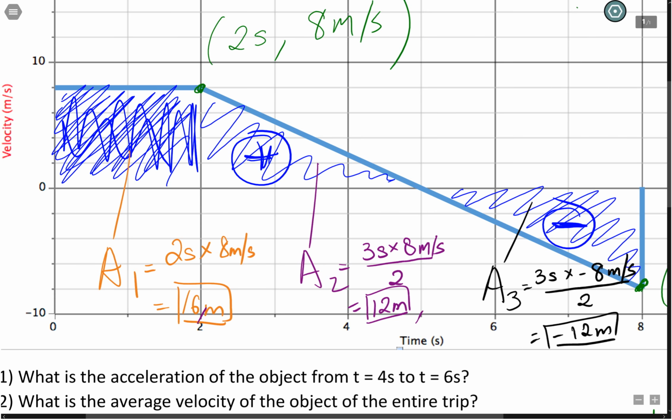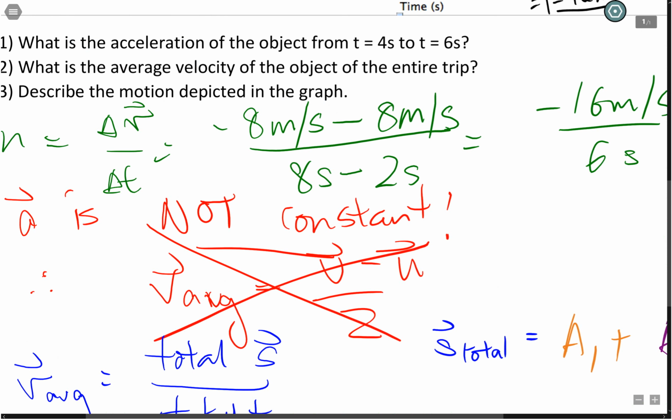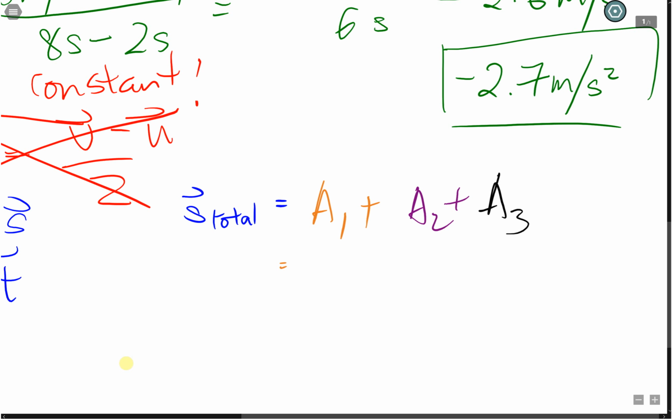So if we put all these numbers down in the bottom, over here, we have 16 meters plus 12 meters plus negative 12 meters, in which case these two cancel out. This leaves us with our S total as 16 meters. If we put this back into our V average equation, this gives us 16 meters as our total S, total displacement, divided by our total time, which in this case is 8 seconds. And as a result, we get 2 meters per second. This is our average velocity.